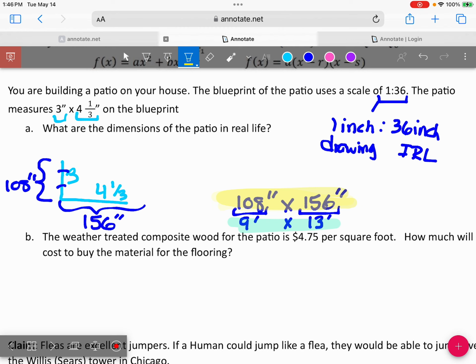One of them is going to make it easier for part B, because then we're going to talk about the flooring. So we're trying to put floor on this patio, and it costs $4.75 per square foot, which means what we need to know is our area of the patio, ideally in square feet. So how do we find the area of this rectangular patio? How do I find the area?